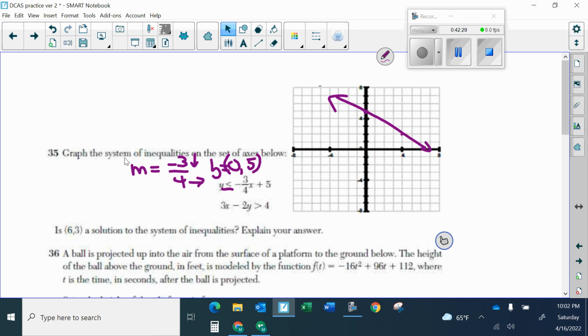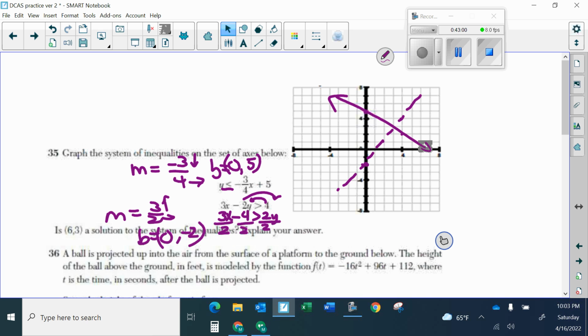Second one, I could solve easily for y. Go ahead and subtract or add the 2y across and subtract the 4 across. So I have 2y equals 3x minus 4. Last step, divide each term by 2. And so now I have my m equals 3/2, up 3, right 2. And y-intercept is 0, negative 2. 0, negative 2, go up 3, right 2. And this one is a dashed line because there's no equal sign right there. So dashed, you're going to have to choose that.